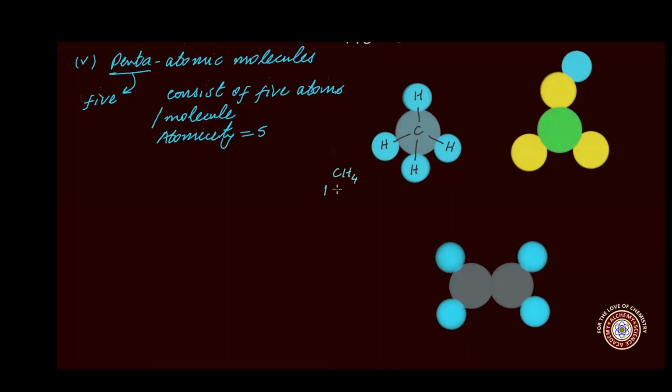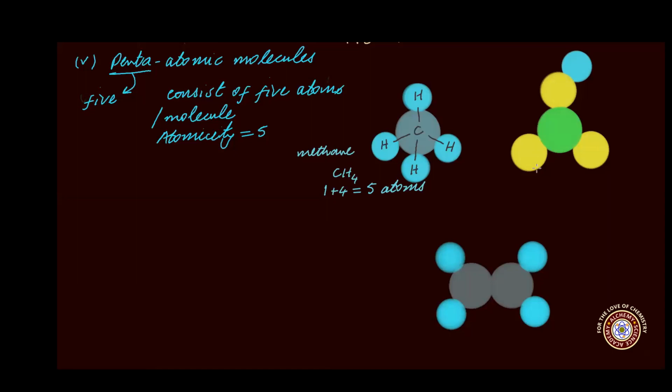It is obvious from this molecular formula that for carbon atom there are 4 hydrogen atoms, so in total this molecule possesses 5 atoms. Therefore its atomicity is 5, and hence methane molecule is a pentaatomic molecule. Let us take another example.